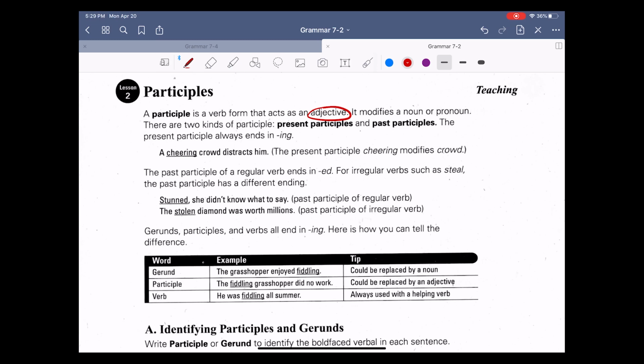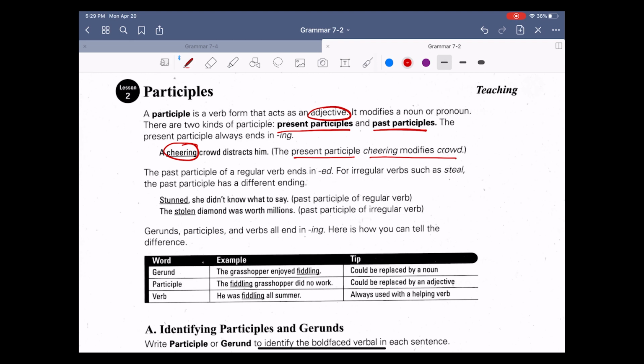Let's go over to these worksheets here. A participle is a verb form that acts as an adjective. It modifies a noun or a pronoun. There are 2 kinds of participle, present and past. The present participle always ends in ing. A cheering crowd distracts him. Cheering modifies crowd, and it's got an ing, so it's present.